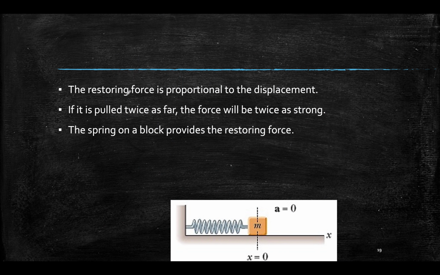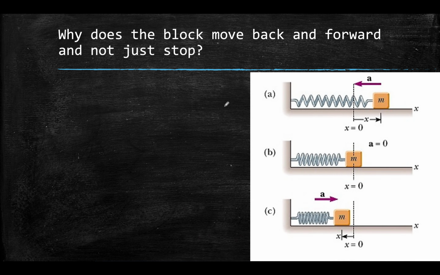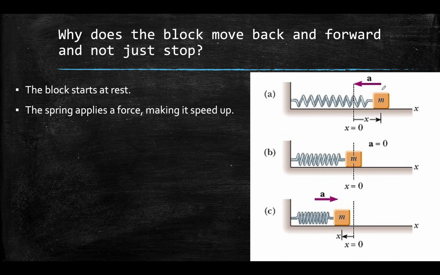Okay, so we know that the restoring force is proportional to the displacement. If you pull it twice as far, the force will be twice as large. So the spring in this situation is the restoring force. So why is it moving backwards and forwards, assuming there's no friction or air resistance? Well, let's think about it. When it's pulled, the spring wants to pull it back. So it starts at rest, it will start to accelerate. So the speed here would be 0. It will get faster and faster and faster until it reaches the middle point. So it's speeding up here, and then it reaches the middle point, the spring will relax, it will stop. But it already has a speed, so he's going to keep going.